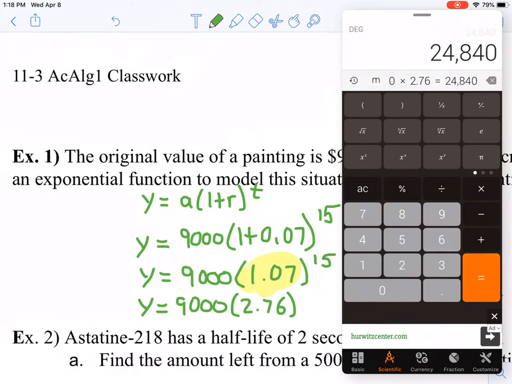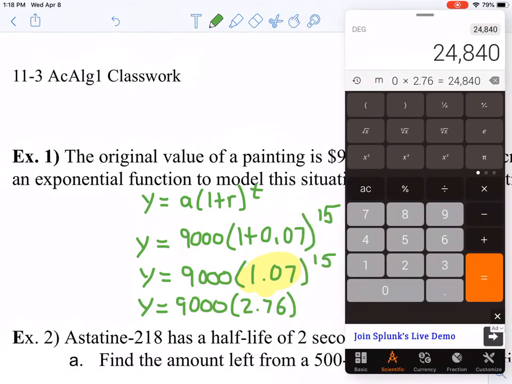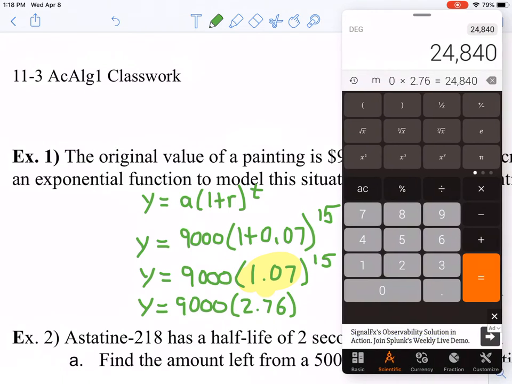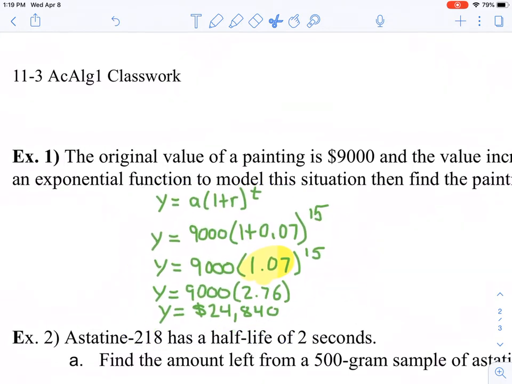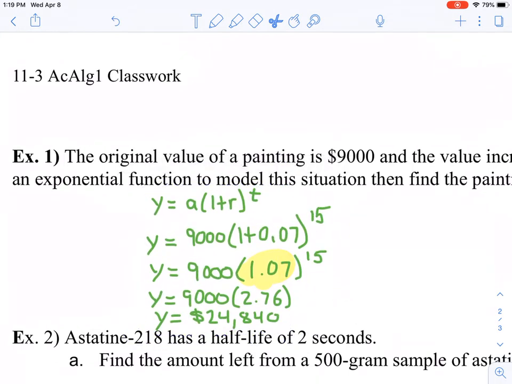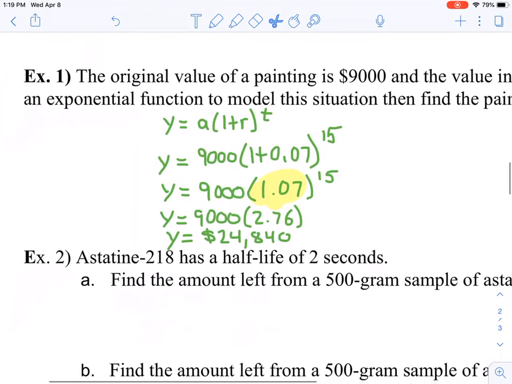$24,840 is what the painting would be worth after 15 years, which I think personally is rather large considering it started off as a $9,000 painting and it was only increasing by 7% each year. But over 15 years, those 7% add up, and we're at $24,840. So that's exponential growth.